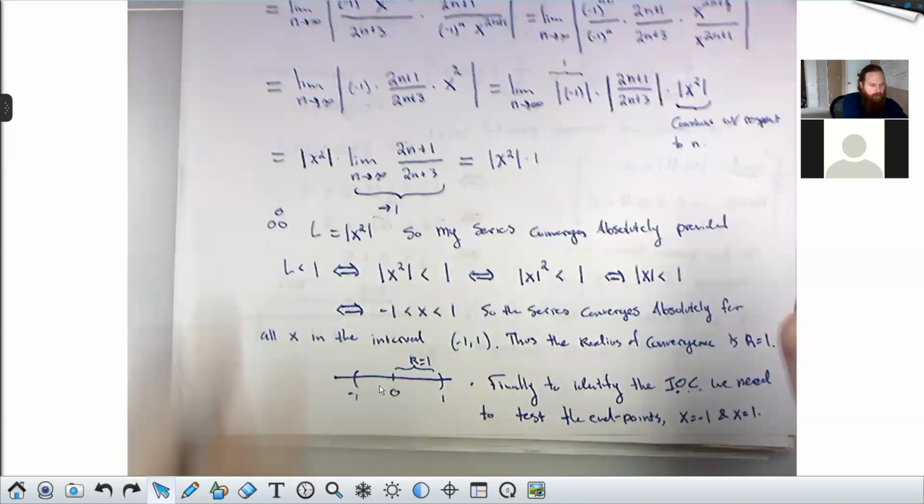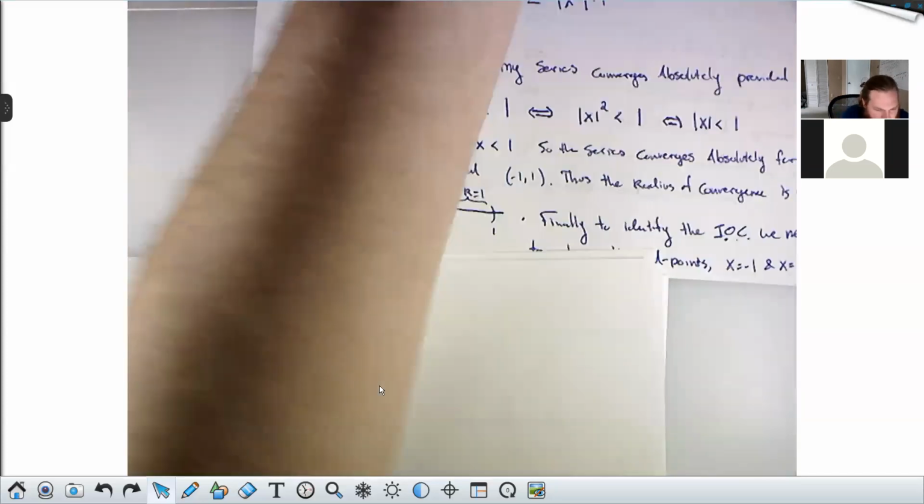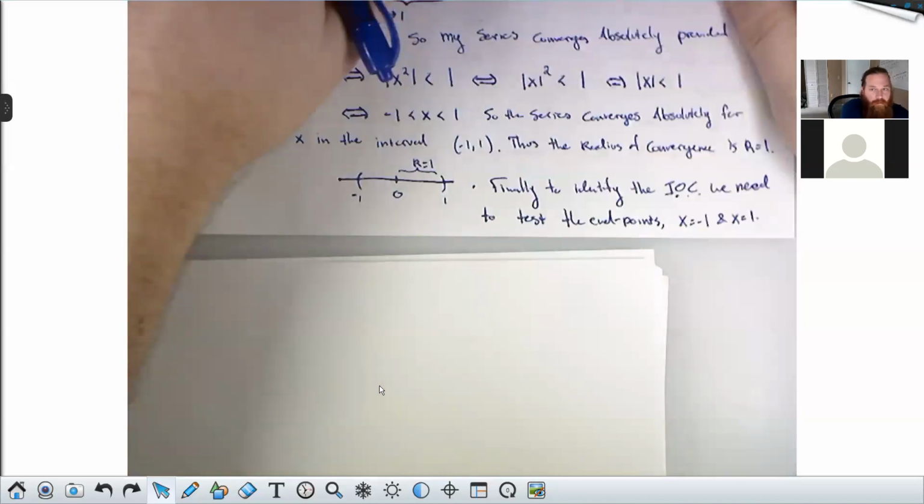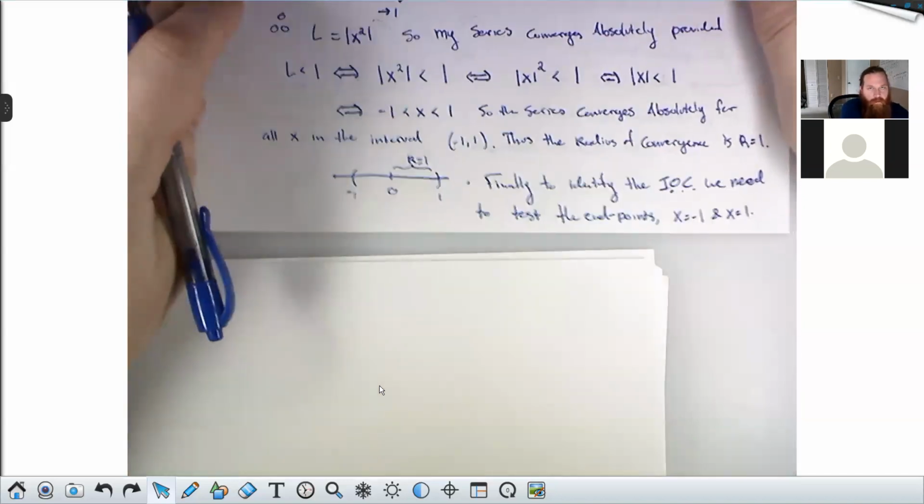So I'm going to continue this on another page, but I'll leave this stuff here so you can still see it. Got all these wires in the way. Okay, can you still see that? You can.